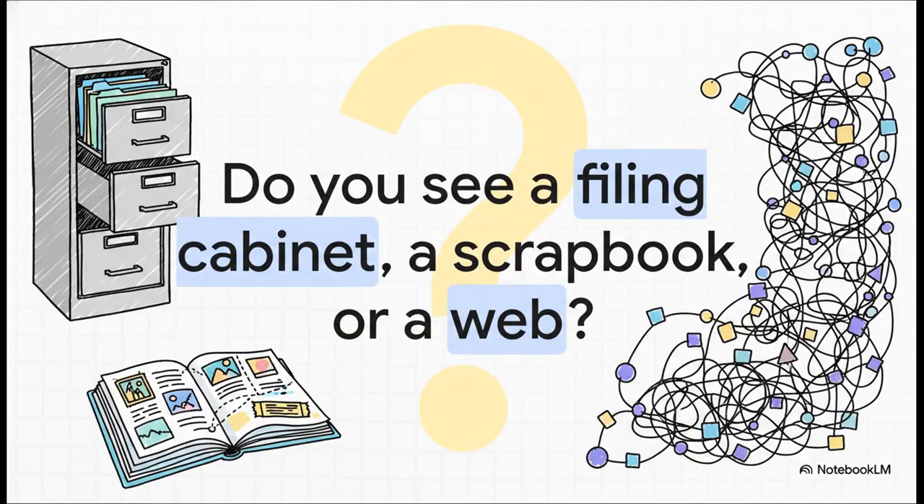So I'll leave you with this question to think about. When you look at your own data, what is its true shape? Do you see a perfectly organized filing cabinet, like the relational model? Do you see a flexible, messy, self-contained scrapbook, like the document model? Or do you see a rich, tangled web of connections, like the graph model? If you can answer that question, you'll know exactly which language you need to be speaking.